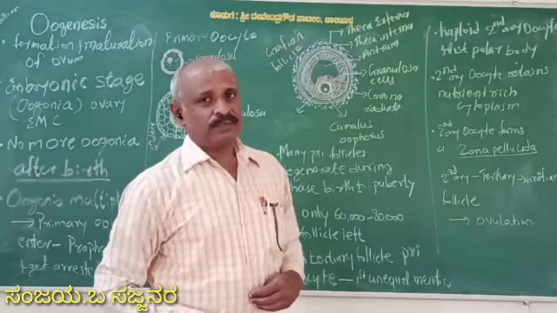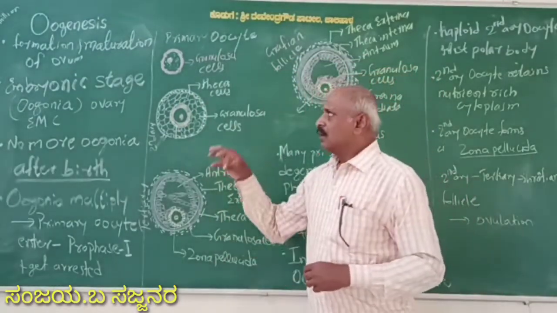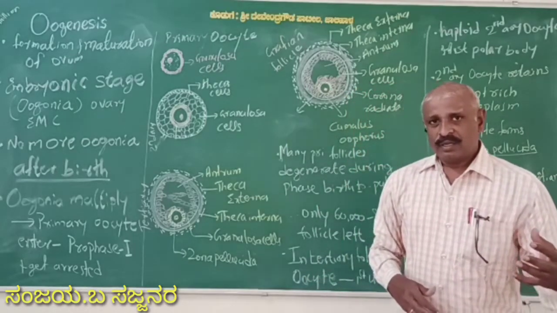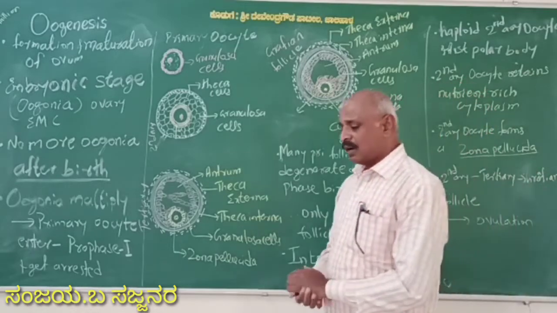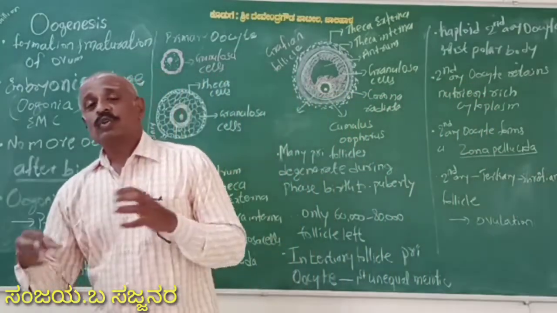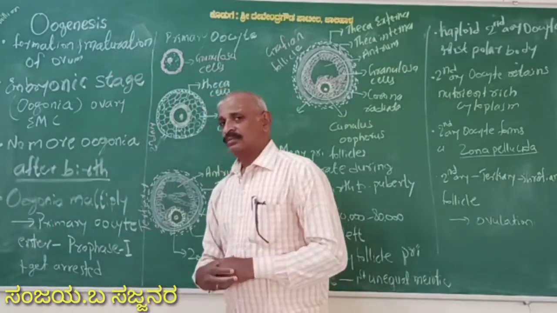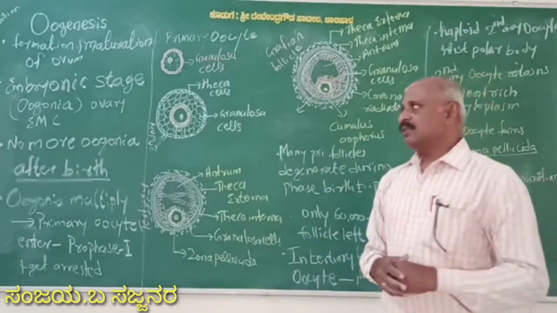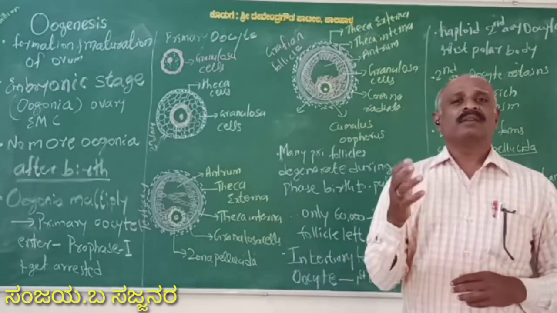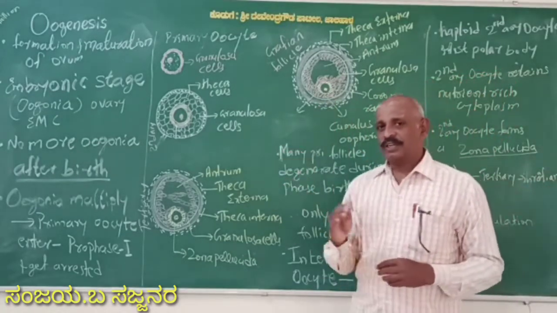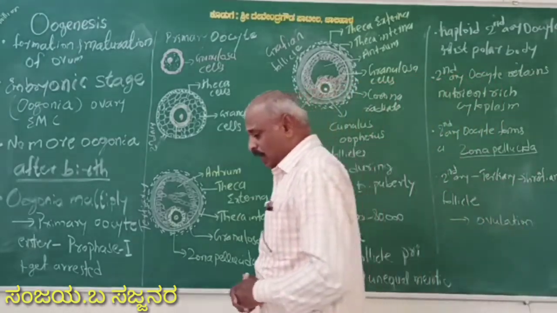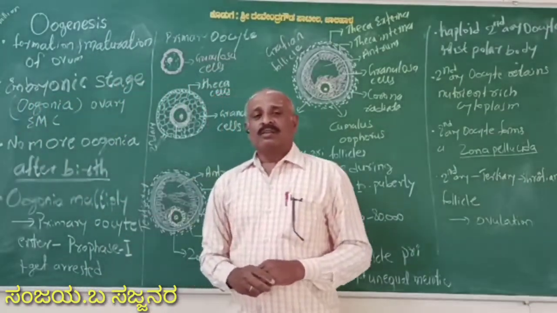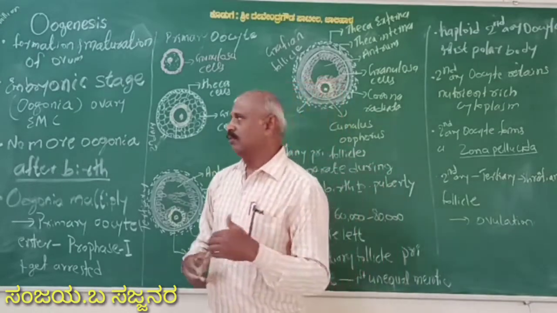See, in each fetus, the development of egg starts there only. At that stage, each ovary of that fetus may have 2 million follicles. But at the time of delivery, there is a slow degeneration of follicles. Anyway, oogenesis starts in the embryonic stage, that is in the ovary of the embryo of that female.